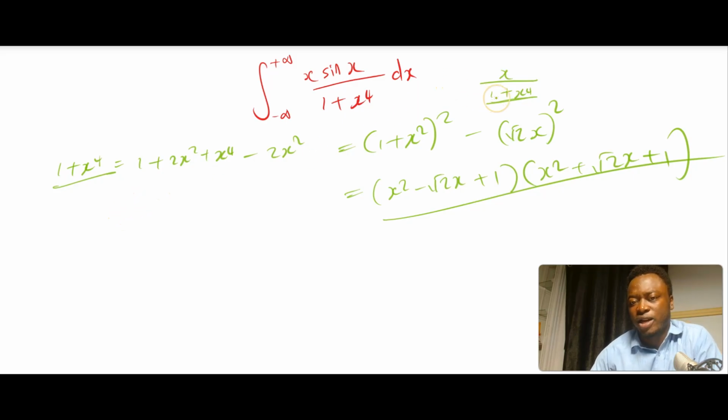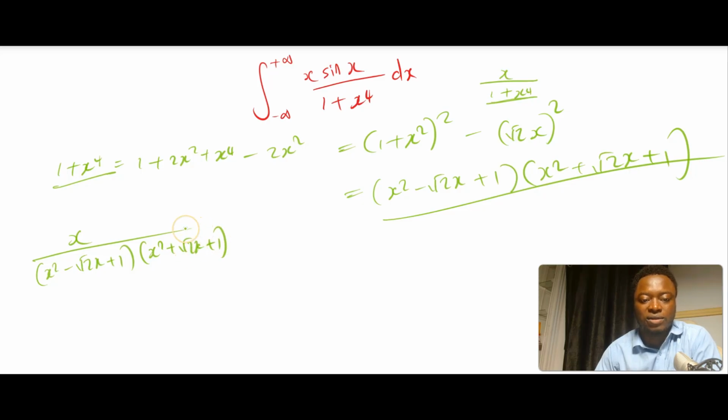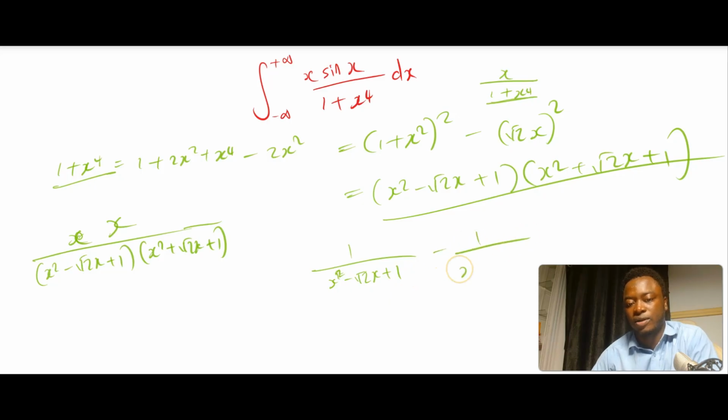So now that we can factor the denominator, we will attempt to put this in partial fractions, in the form of an x squared minus square root of 2x plus 1, and then an x squared plus square root of 2x plus 1. Without trying to suffer too much, we notice that we can consider the difference 1 over x squared minus square root of 2x plus 1 minus 1 over x squared plus square root of 2x plus 1.